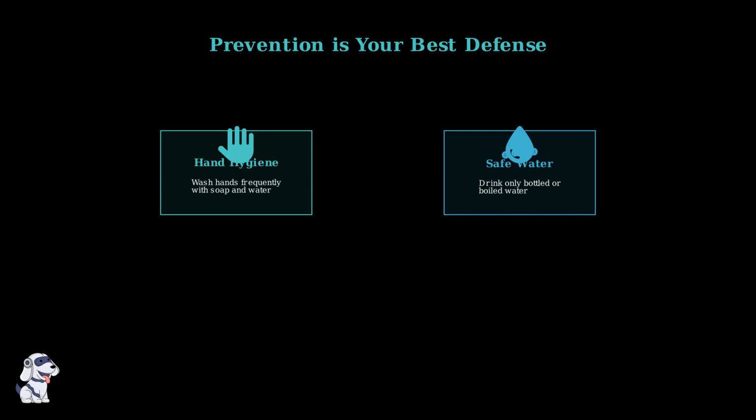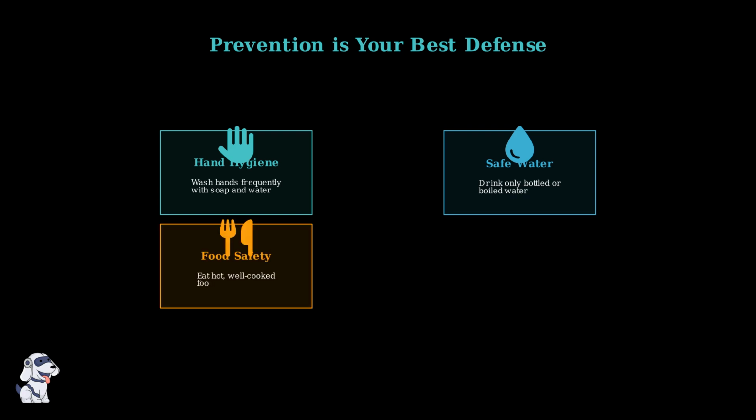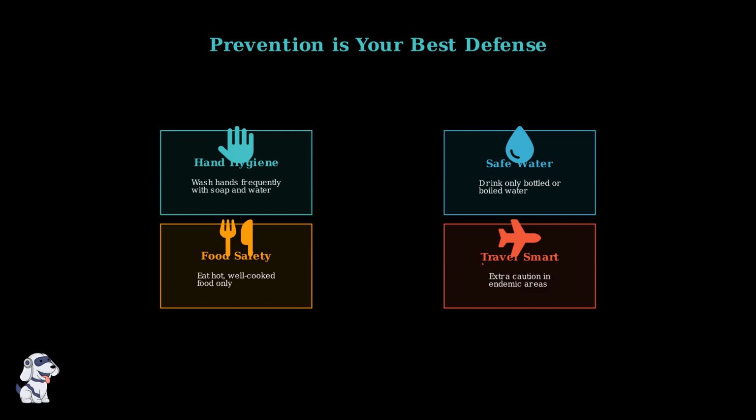Water safety is crucial. Always drink bottled water from sealed containers or boil tap water for at least 1 minute before drinking. Avoid ice cubes, fountain drinks, and beverages that may contain contaminated water. Food safety requires careful attention. Eat only foods that are served hot and freshly cooked. Avoid raw vegetables, unpeeled fruits, street food, and anything that may have been washed with contaminated water. When traveling to endemic areas, take extra precautions. Research your destination, pack water purification tablets, bring hand sanitizer, and consider consulting a travel medicine specialist before your trip.